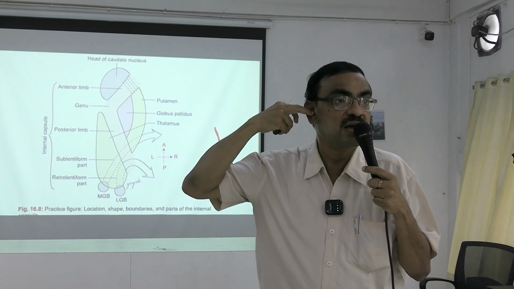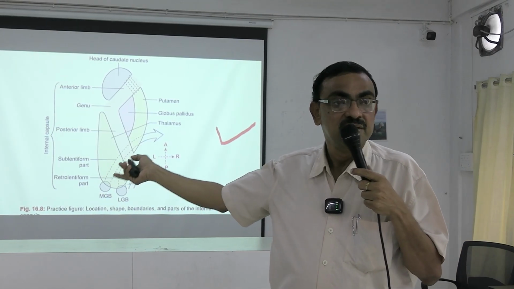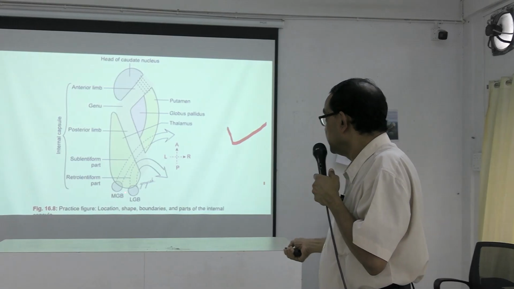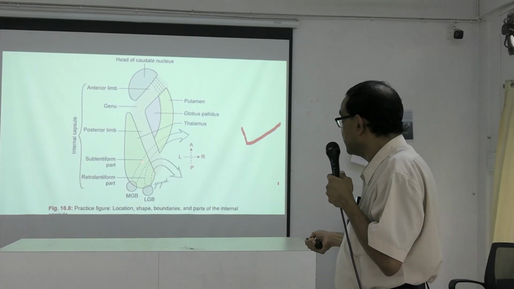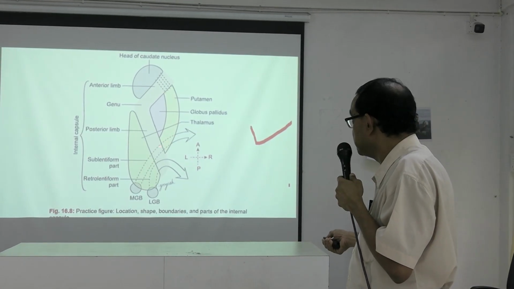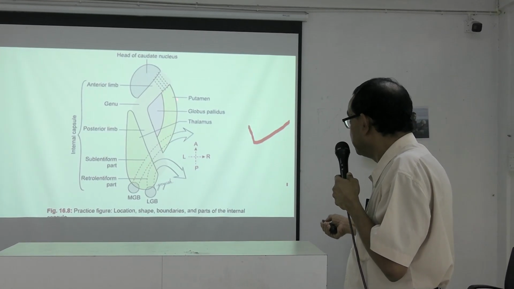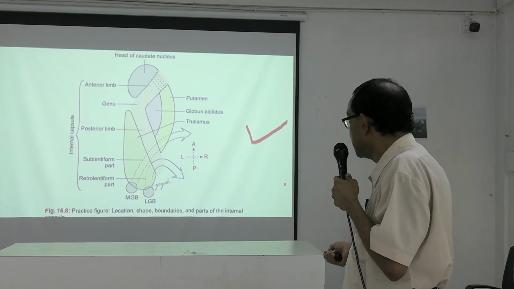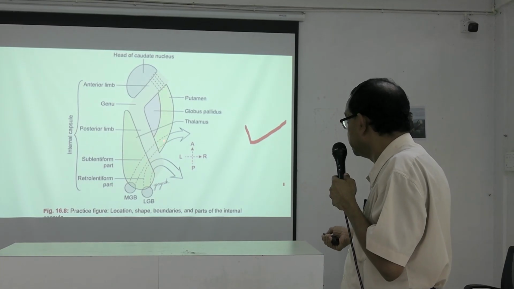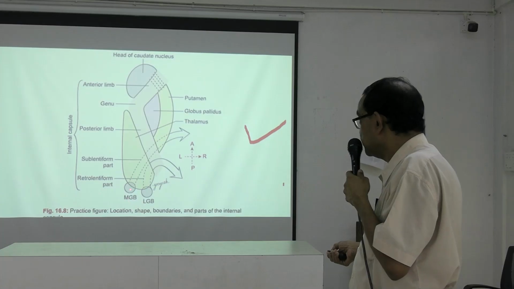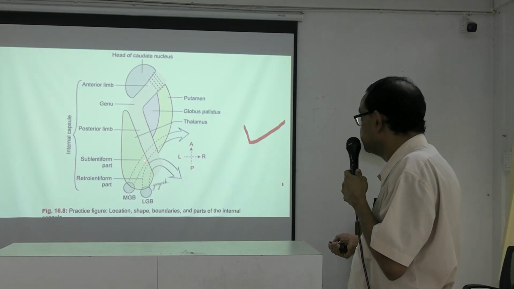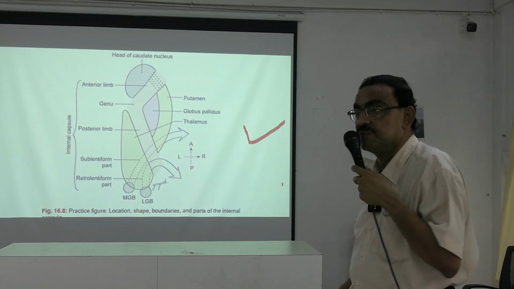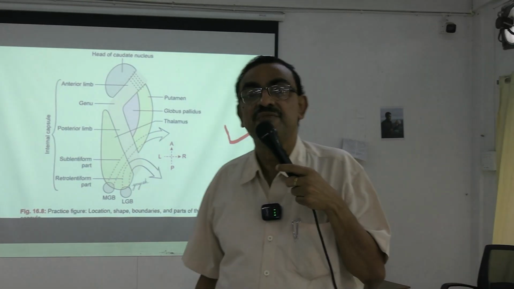From the vestibulocochlear nerve, the cochlear component reaches up to the medial geniculate body. From there, these fibers pass below this lentiform nucleus. So it is called the sublentiform part of the internal capsule. Actually, they are the fibers.